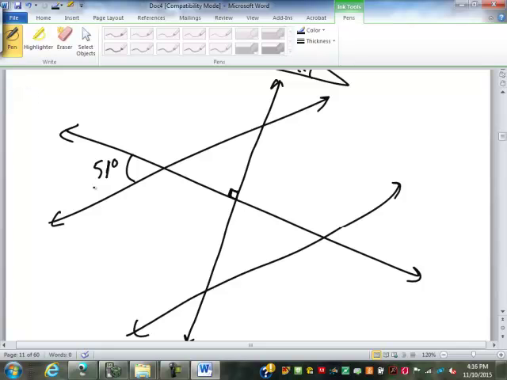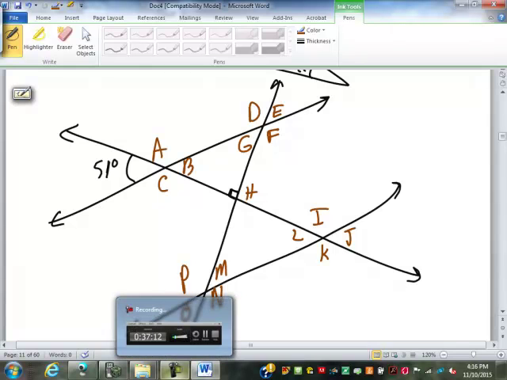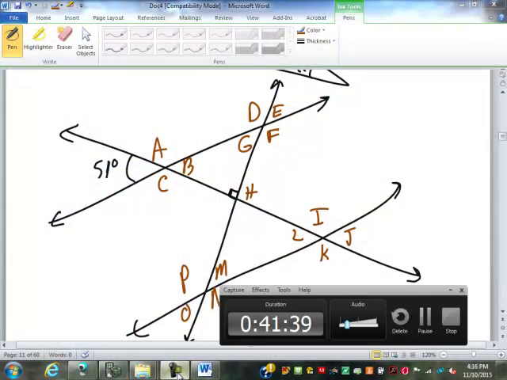I want you to find, it goes A, B, C, D, E, F, and G, H, I, J, K, L, M, N, O, and P. It's really not as tough as it looks. It really isn't.